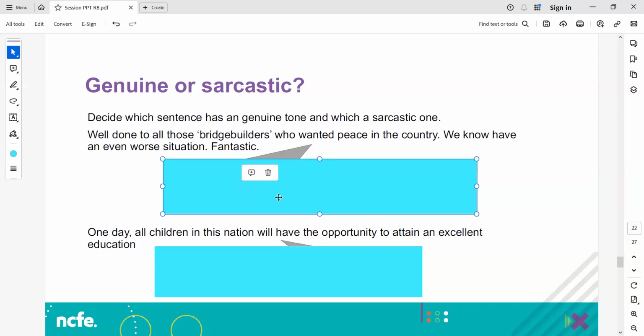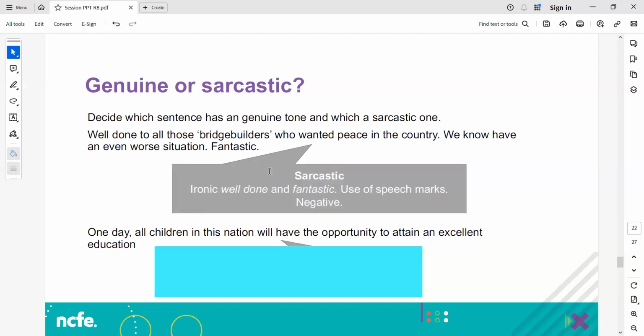What features have we got that help us identify that as sarcastic? The bridge builders wanted peace in the country. Yeah, the punctuation there, "bridge builders" with the inverted commas, tells us that it means a sarcastic tone. Yeah, well done. It's ironic, it's sarcastic. Well done, fantastic. They don't really mean it.